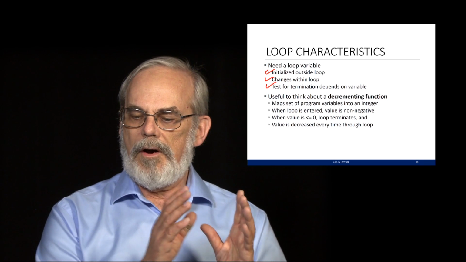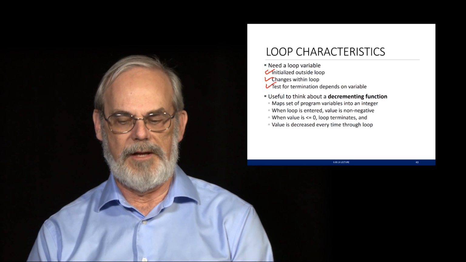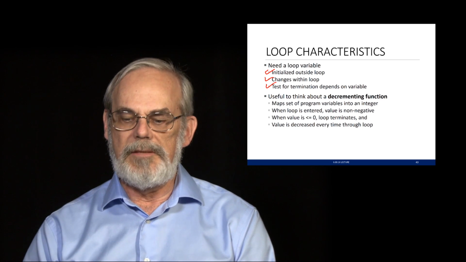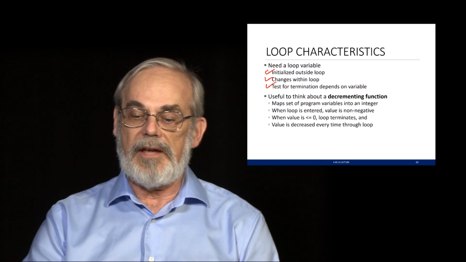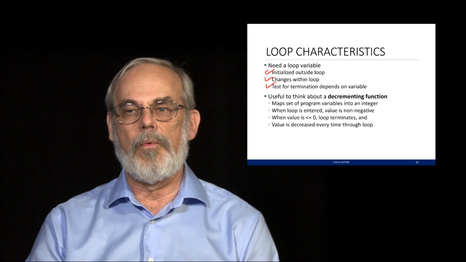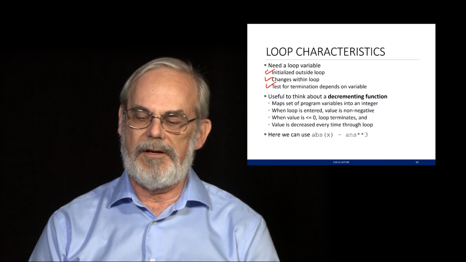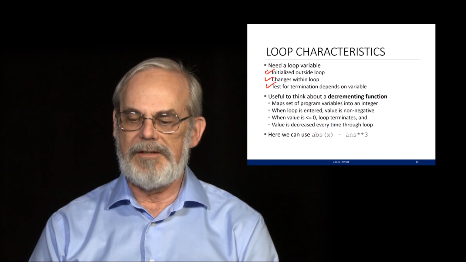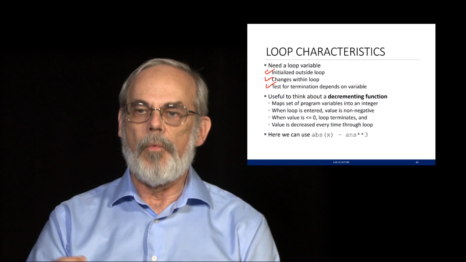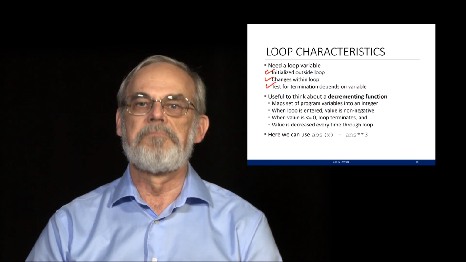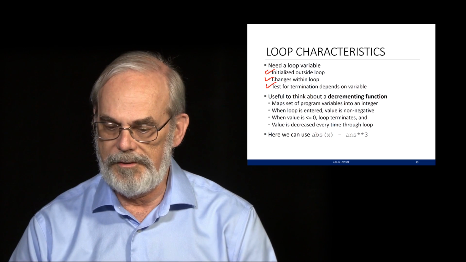The idea is that we're going to map all of the program variables into an integer, and when the loop is entered, that value is going to be something that's non-negative. When I go through the loop, it's going to keep decreasing, and when that value gets less than or equal to 0, I know I want to terminate. So this is a capturing of this idea of the loop variable in terms of looking at what's being done inside the loop. And in my case here, I was simply using the absolute value of x minus answer cubed as my decrementing function. If you think about it, every time through the loop, that is decreasing. And once it gets to a stage where it's either less than or equal to 0, I'm ready to stop, and I'm going to be able to go on to see whether I've actually computed a perfect cube or not.